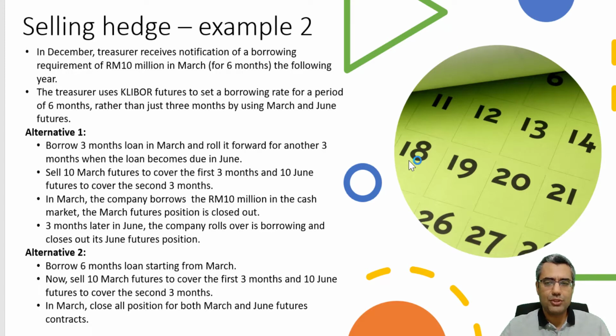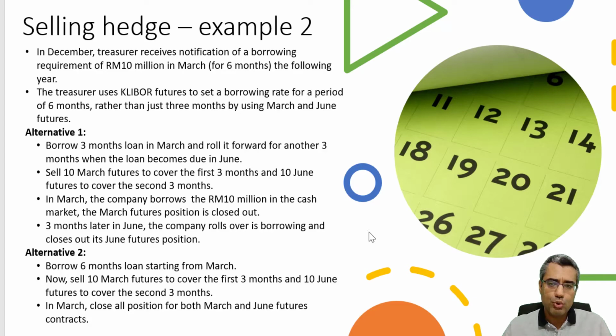these futures contracts, they are 3-month contracts. So their life is 3 months. But here we want to borrow for 6 months, right? The Treasury uses KLIBOR futures to set a borrowing rate for a period of 6 months rather than just 3 months by using March and June futures. So there are 2 options available.